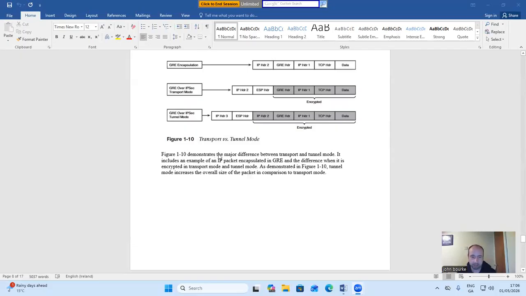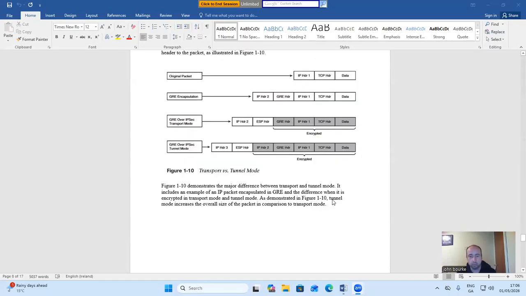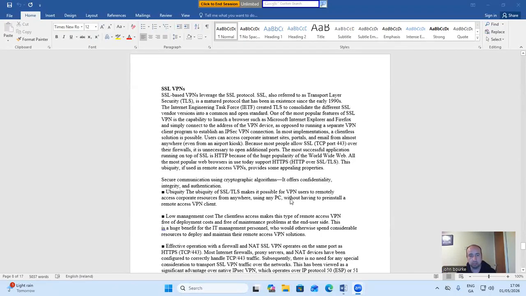Figure 1.10 demonstrates the major difference between transport and tunnel mode. It includes an example of an IP packet encapsulated in GRE, which means generic routing encapsulation, and the difference when it is encrypted in transport mode and tunnel mode, as demonstrated in figure 1.10. Tunnel mode increases the overall size of the packet in comparison to transport mode.